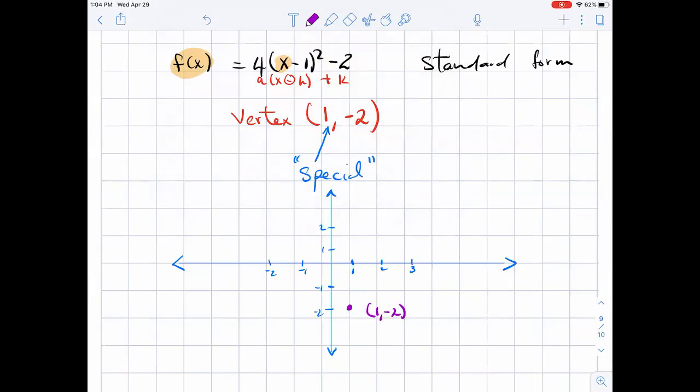Now look at the function f of x, guys. Look at this function here. What is the value of a? Positive or negative? Positive. So would this be a concave up parabola or a concave down parabola? It'll be concave up. a is greater than 0, so this is concave up.